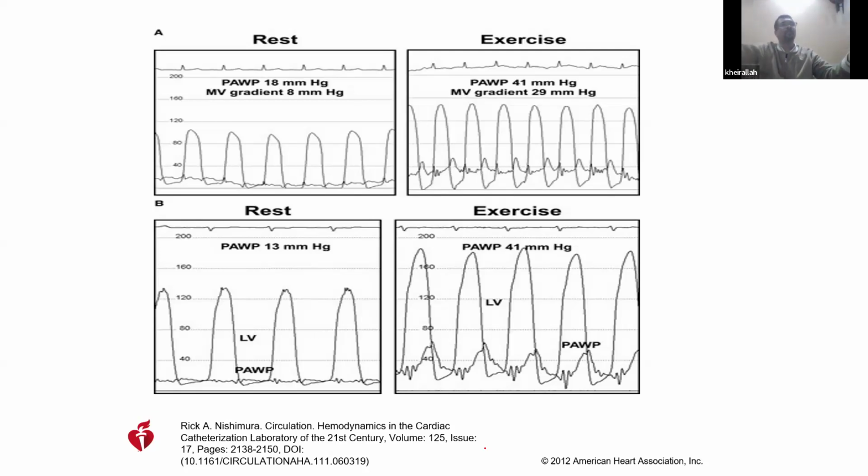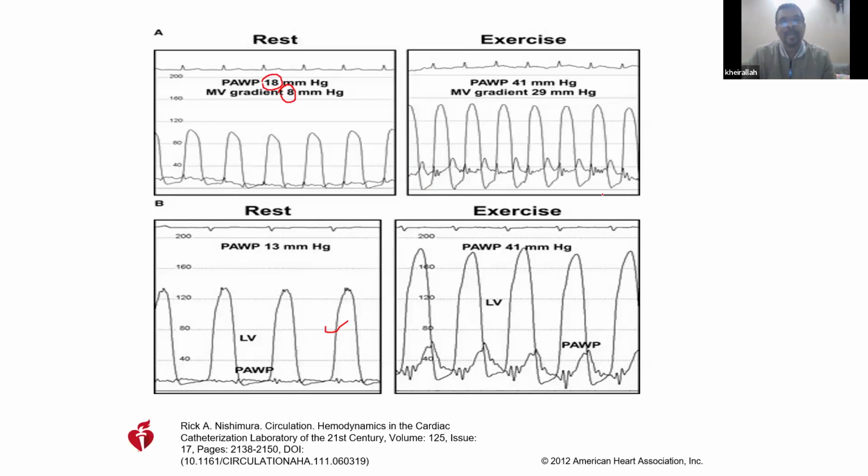A patient is going to be symptomatic during exercise. At the same time, we're going to elicit a higher gradient. So I'll be happy and confident that this is severe mitral stenosis and it's the cause of his or her symptoms. Look here. This is a patient with a mean pressure of 8 and a wedge of 18 at rest.